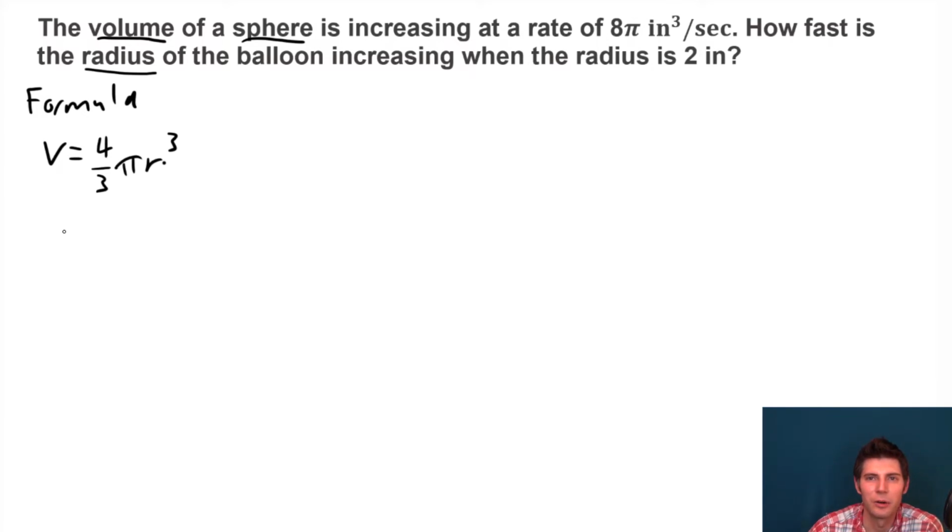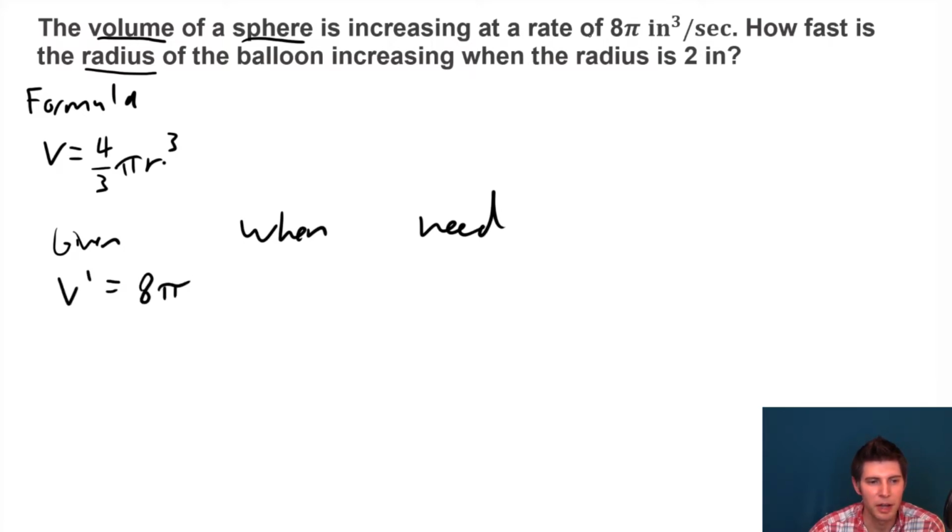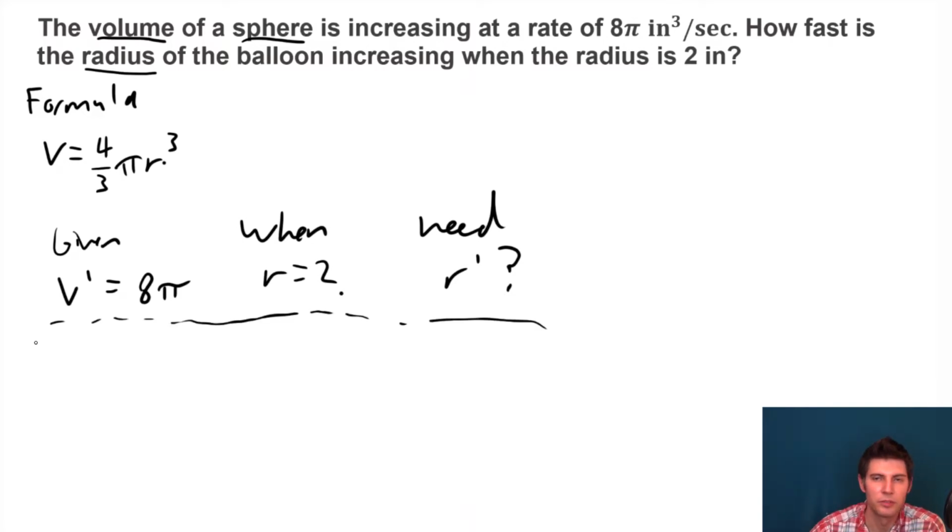Next, we have our given, when, and need. So the volume is increasing, so they're giving us V prime equals 8 pi. Don't forget the pi. How fast is the radius? So the question is, R prime is what we don't know. When the radius is 2, R equals 2. So this should be pretty straightforward. So we'll differentiate our formula. V prime equals 4/3 pi 3r squared r prime.